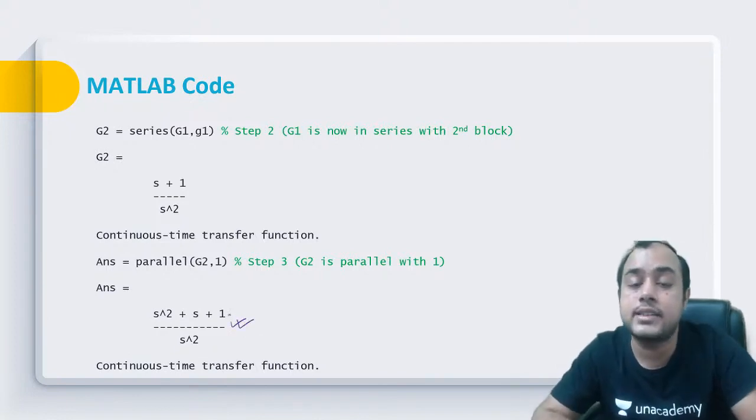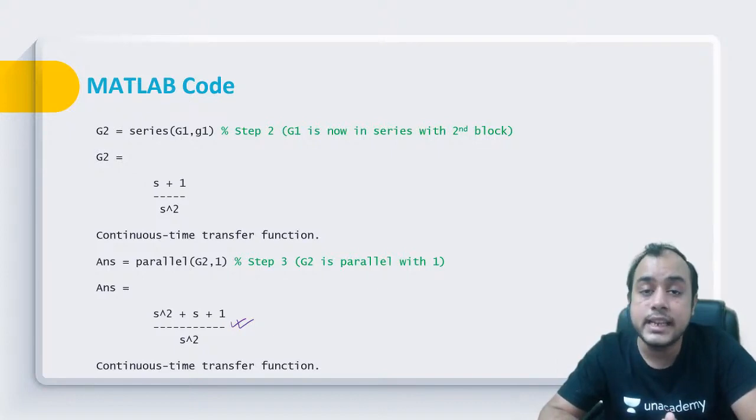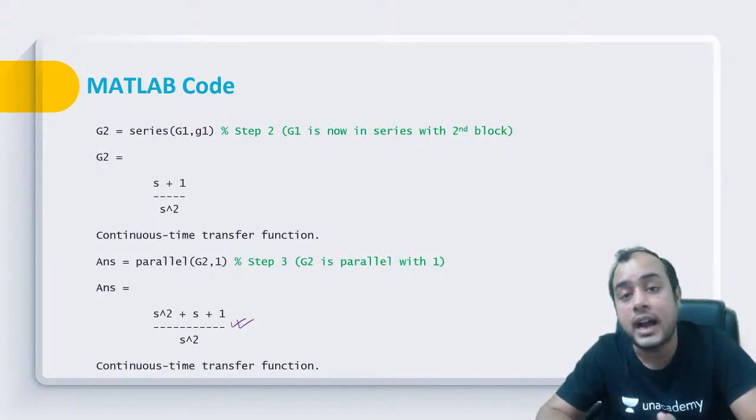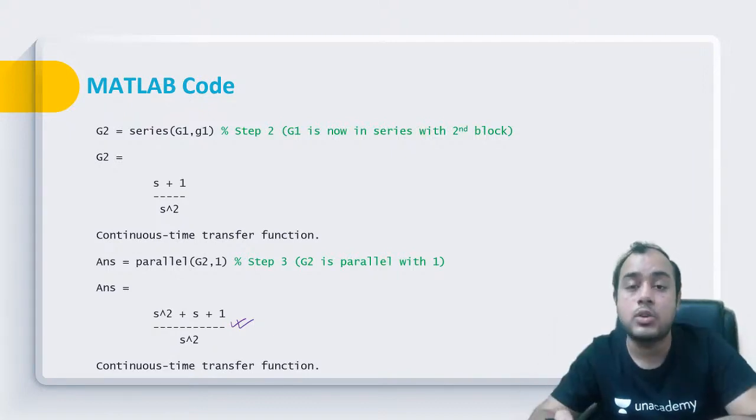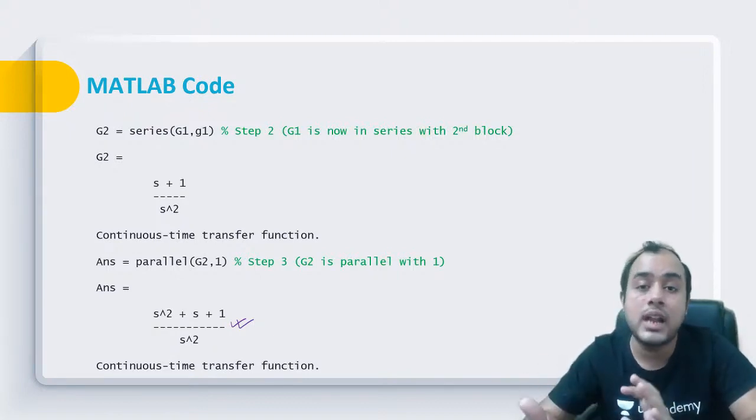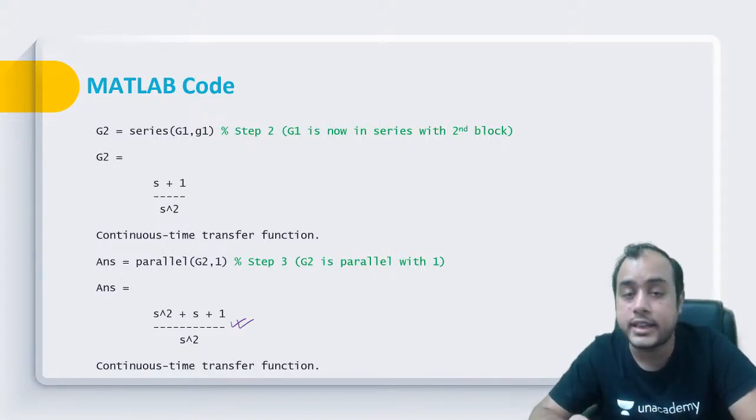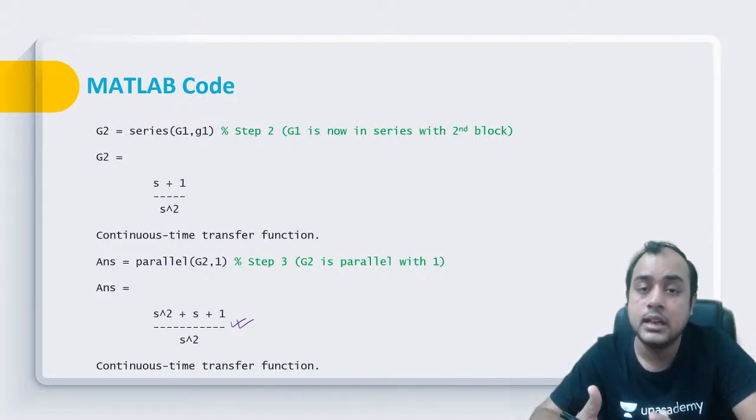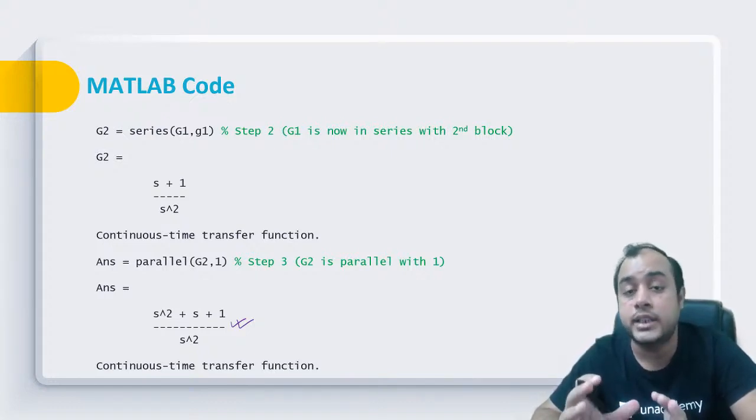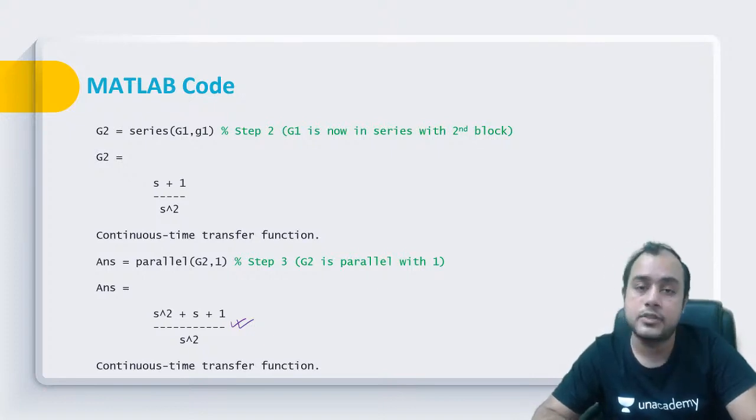So that way, guys, you have to build the block diagram in MATLAB step by step, the same way that you would have simplified the block diagram. Whatever picture is in front of you, you have to write in terms of code, because MATLAB won't understand that picture. What it understands are these functions: series, feedback, parallel. You can use them to describe how your block diagram looks in MATLAB, and based on that it will give you the final transfer function.